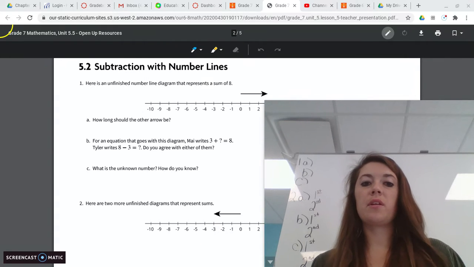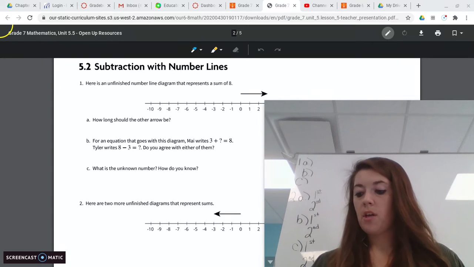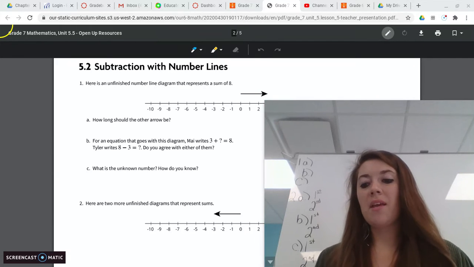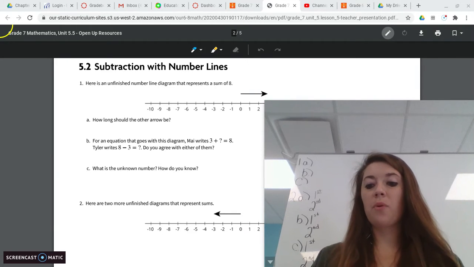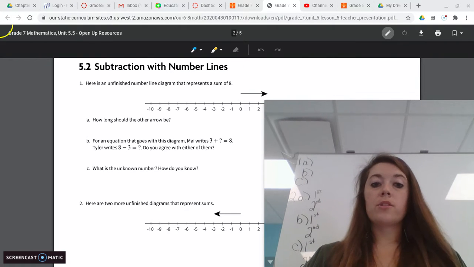What we're going to be dealing with is subtraction with negatives. So understanding and being able to explain that subtracting is equivalent to adding its additive inverse. So let's jump right in.